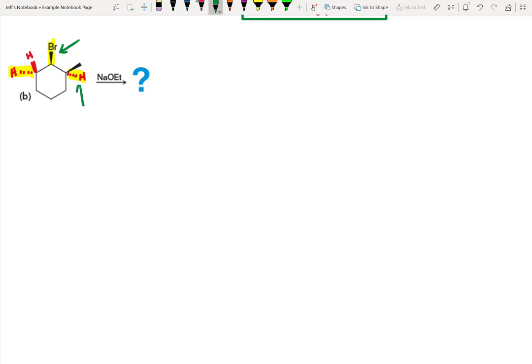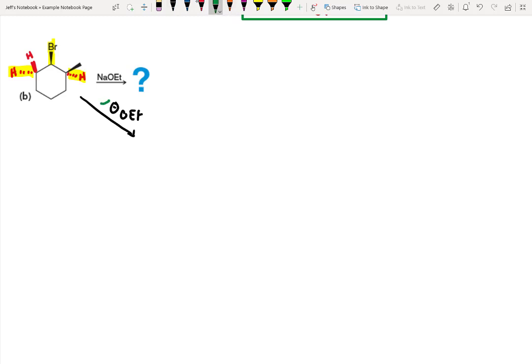That's the only position that allows both of these beta protons to be anticoplanar. If this top bromine right here were equatorial, neither of those protons would be in an anticoplanar configuration. All right, but in this situation, we actually don't even need to use the chair flip versions at all. So let's just go ahead and say, all right, what happens if we treat ethoxide with this?